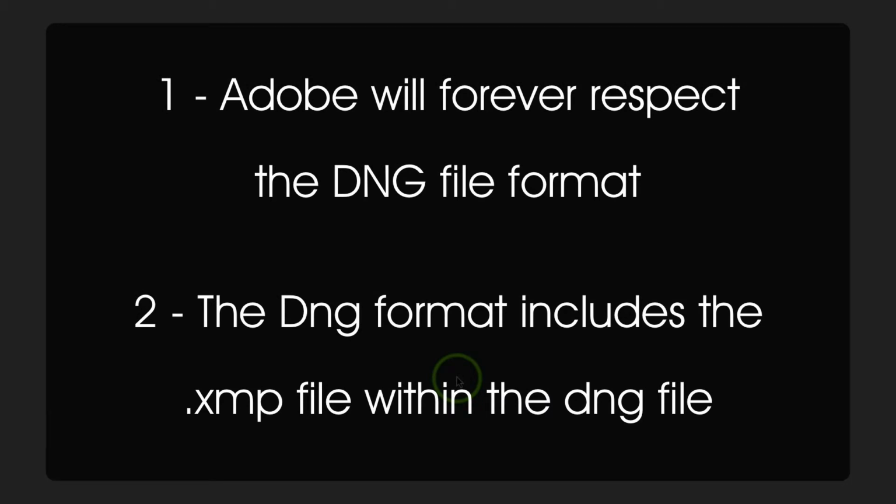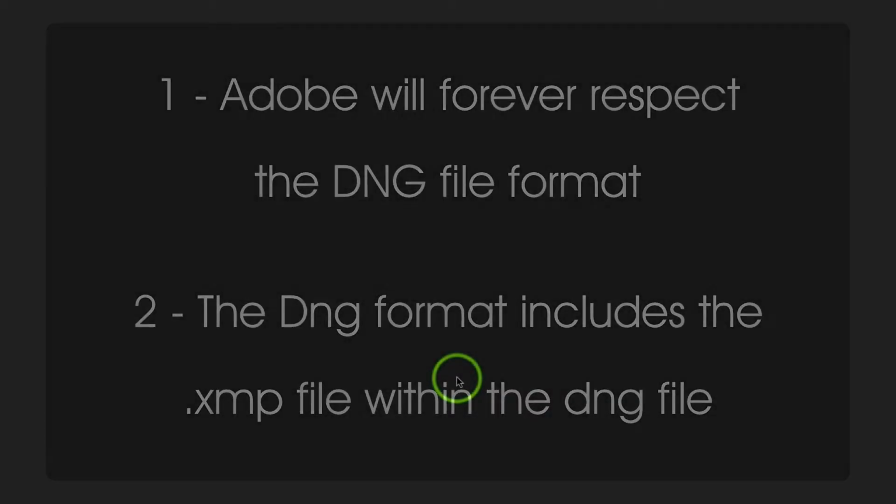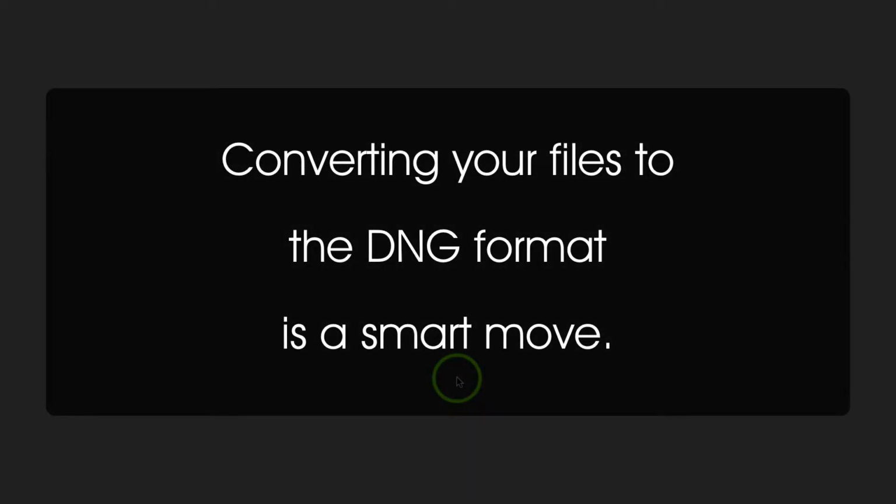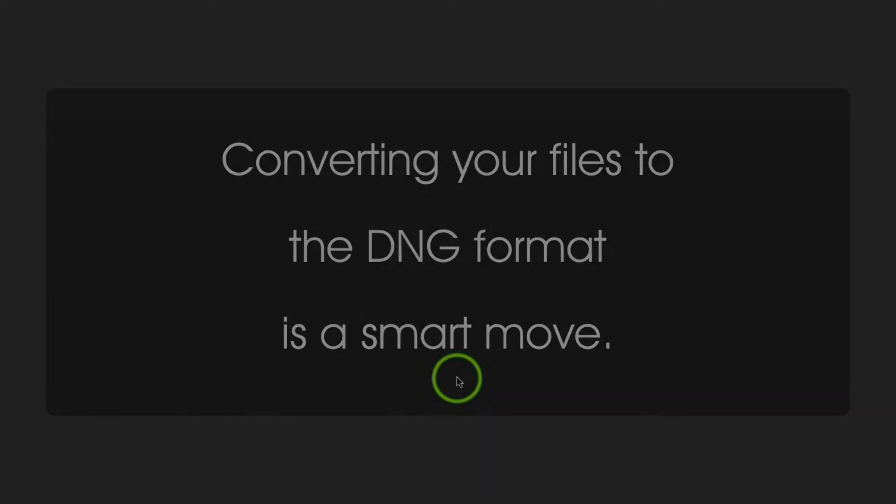Adobe will forever respect the file format, so you are assured that the photos you take today will open in Adobe software in the future. The second advantage is that the XMP file, which contains all of your raw processing instructions, is contained within the DNG file. On other RAW formats, the XMP file is actually a separate file, and this is often referred to as a sidecar file. Unfortunately, you can accidentally delete the sidecar file and lose all that important raw processing that you've done. Therefore, we think it's wise to convert your files across to the DNG format.